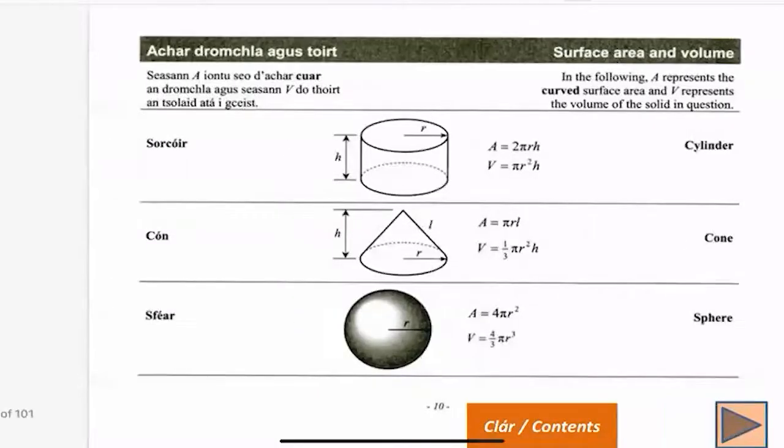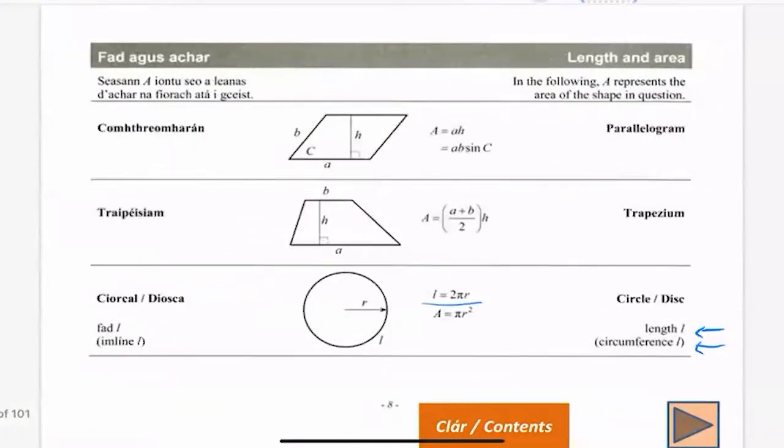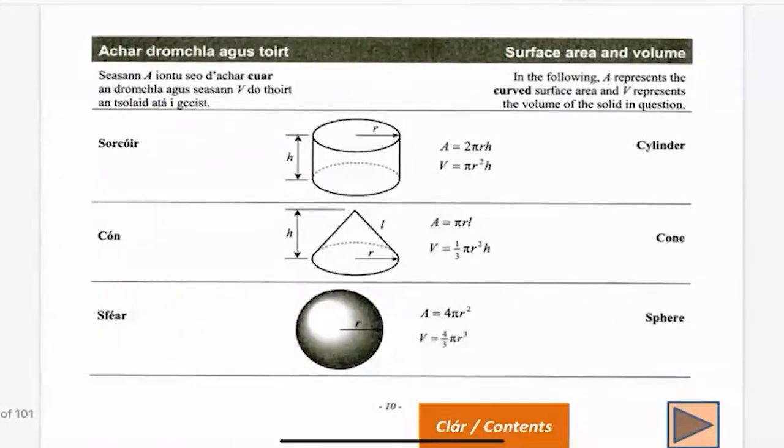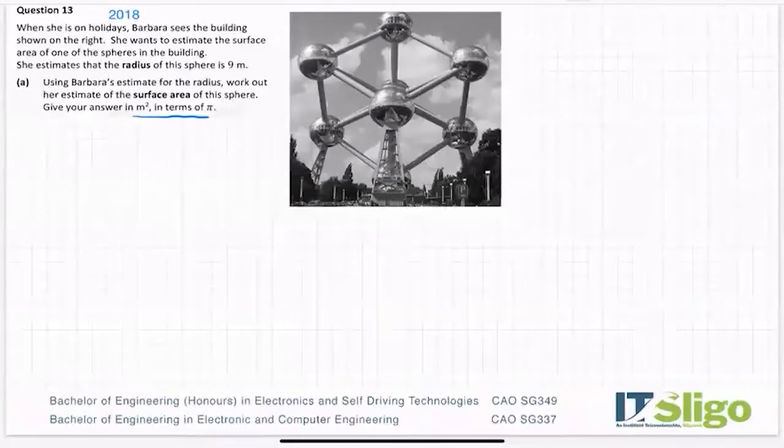Okay, so surface area then, I don't use normal area here. That applies to a 2D shape. I'm here on page 8 of your log tables, surface area and volume. You can see it tells you in the following, A represents the curved surface area and V represents the volume. So I come to my shape, a sphere, which is this one, and I know this A formula here is my curved surface area. This would be my volume, but this is my curved surface area. So 4 pi r squared is what I'm getting for that. So my curved surface area is 4 pi r squared.